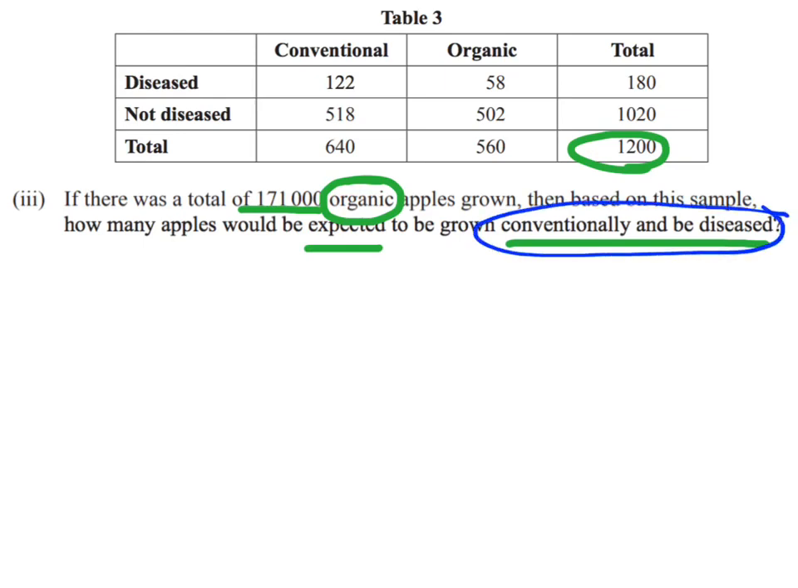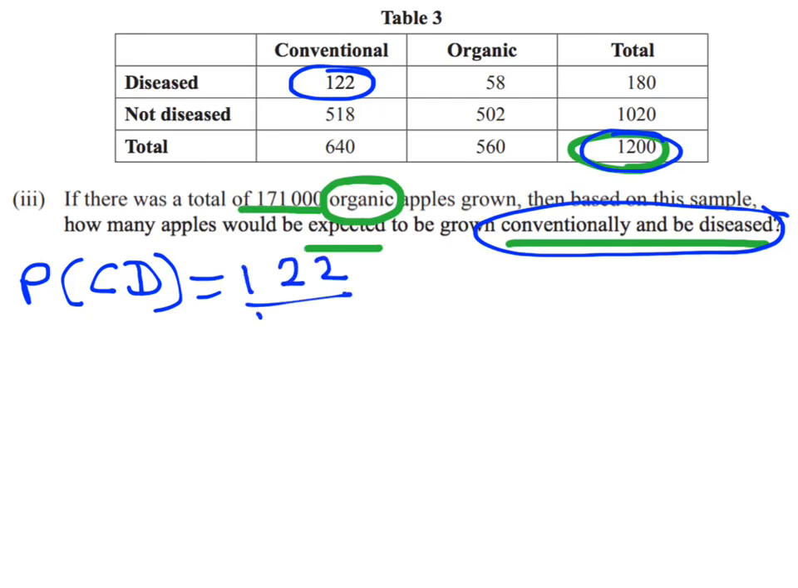What's the probability that an apple is grown conventionally and diseased? In that case, we've got 122 apples that are conventional and diseased out of the 1,200 in our sample. So 122 over 1,200, and you can leave it as that, or you can write it as 0.102, or 10%.